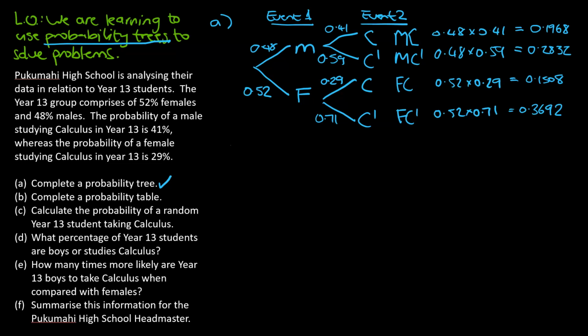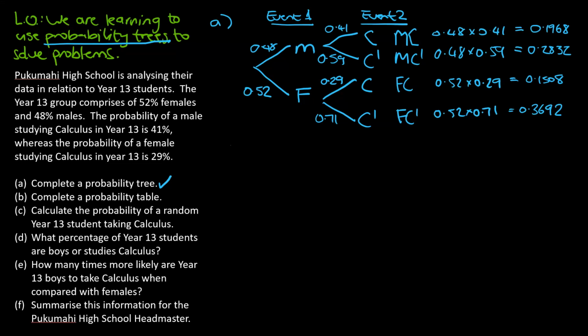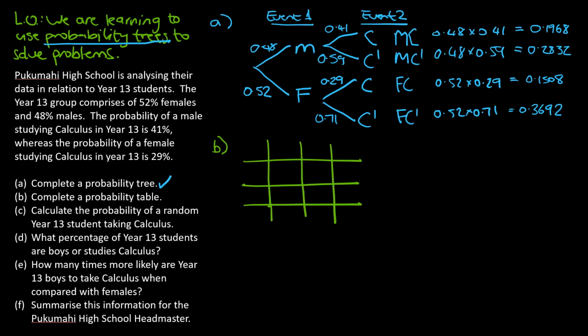We've done that. We're then going to change pen colors. Let's move to green and move on to question B, which is just a reminder that the probability tree approach we took, we can actually use that information and make it look like a table. So let's draw the beginning of a two-way table. The first event would be over here, event 1, which was figuring out if they were male or female. And then up the top would be event 2, which is calculus or not calculus.